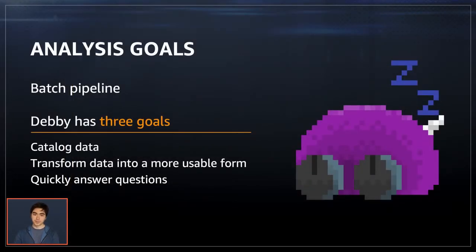So let's take a look at her goals. Debbie has 3 goals in the analyze phase. First is to catalog that data. So she wants to be able to understand what her data looks like, how it's structured. And then second goal is to transform that data into a more usable form, right? Creating more meaningful fields or columns, and then also compressing that data into a more compact format, which is going to save on space and therefore cost.